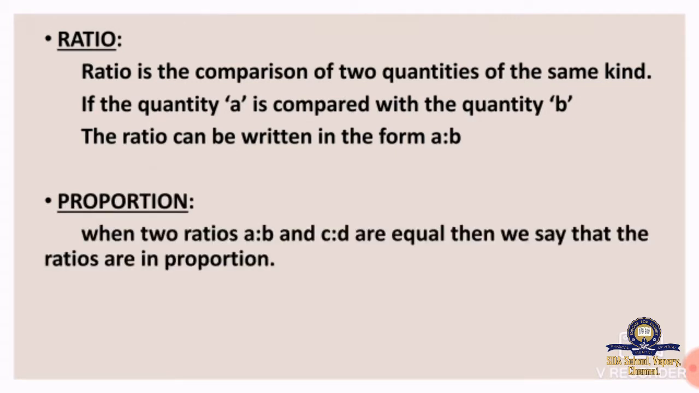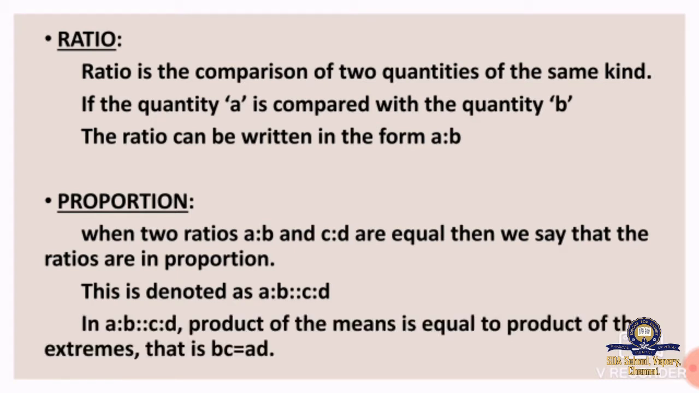What is meant by proportion? When two ratios, A is to B and C is to D, are equal, then we say the ratios are in proportion, and this is denoted as A is to B equivalent to C is to D. In A is to B equivalent to C is to D, the product of the means is equal to the product of the extremes. It is also denoted as BC is equal to AD.